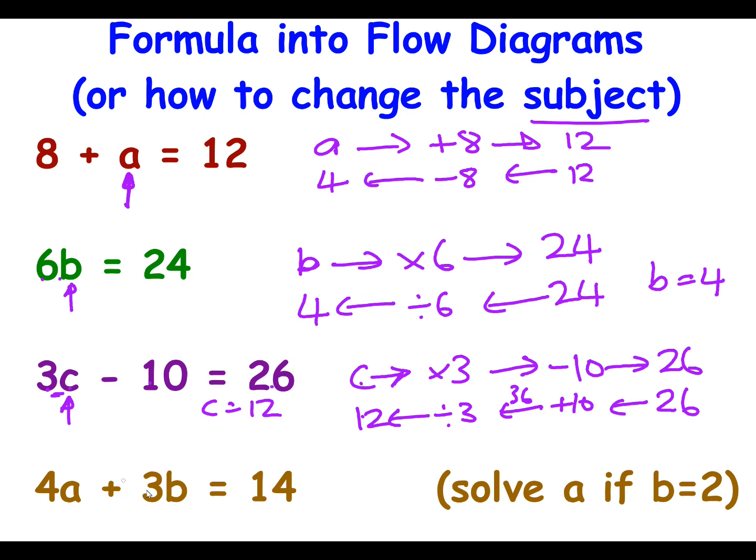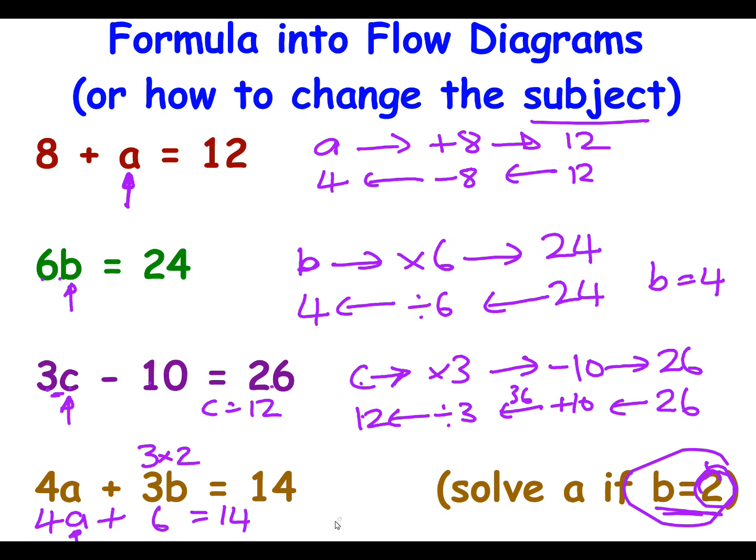If you end up with these more complicated ones that you've got on the bottom, and they give you something where there's a variable that has a value, then all you need to do is do this first and then do the flow diagram method. So for example, you've got 4a plus, and then this means 3 times 2 when we substitute this value in. So 4a plus 6 equals 14. So do the substitution first and then create your flow diagram.